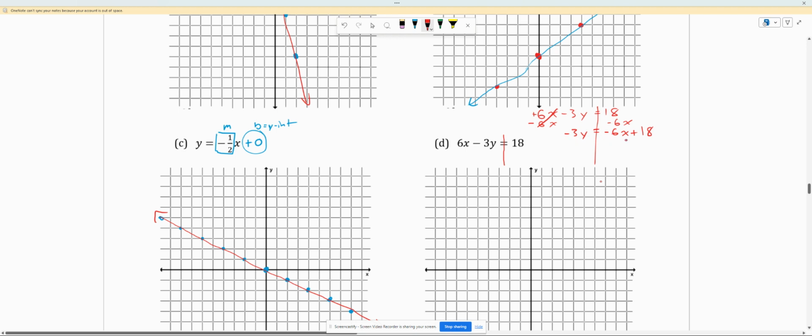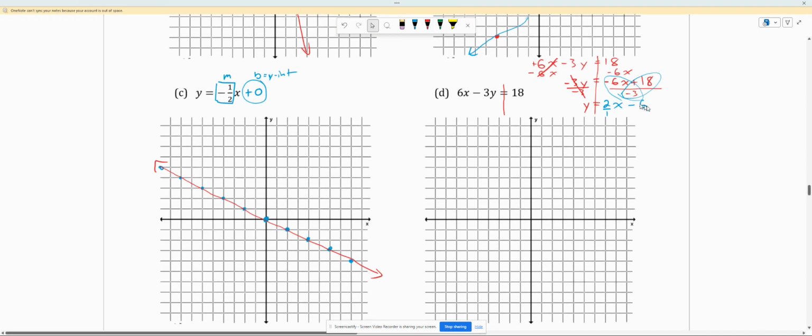And now I'm going to divide both sides by -3. So we're going to divide this whole side by -3. That's going to cancel that out. I'm going to have y finally. And recall when we're doing this, we just divide each term by -3. -6x divided by -3 is going to give me positive 2x. And then 18 divided by -3 is -6. So we finally have our y equals mx plus b. There's our slope. There's our y-intercept.